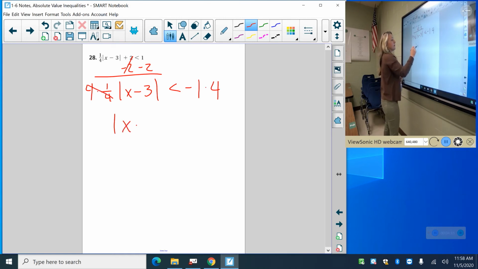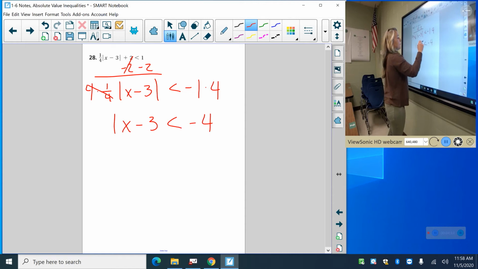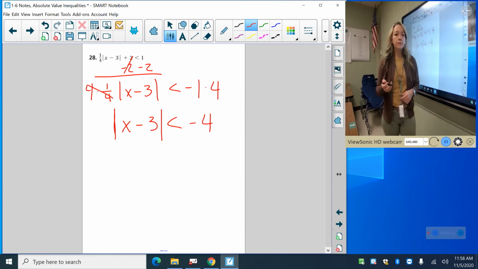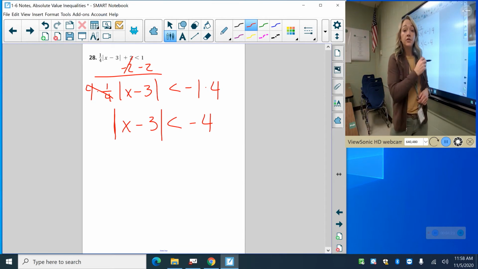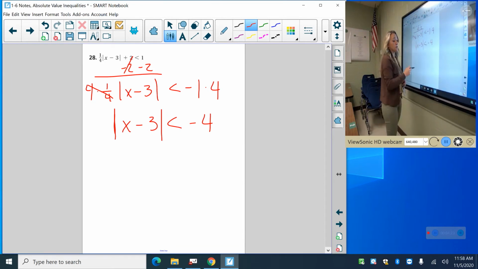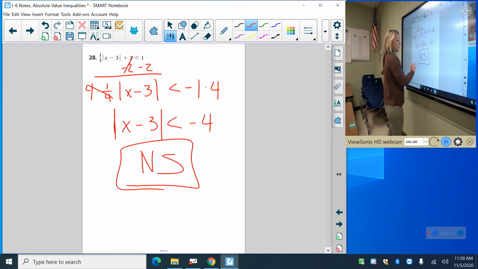So I have the absolute value of x minus 3 is less than negative 4. Now if you remember the step that I skipped earlier, I said make sure before you do case 1, case 2, make sure that this inequality can be true. What does that mean? Well, absolute value measures distance, correct? So can the distance, whatever you put in here, be less than negative 4? No, it cannot. You cannot have a positive number on this side that's less than a negative number. So in this case, there's no solution.